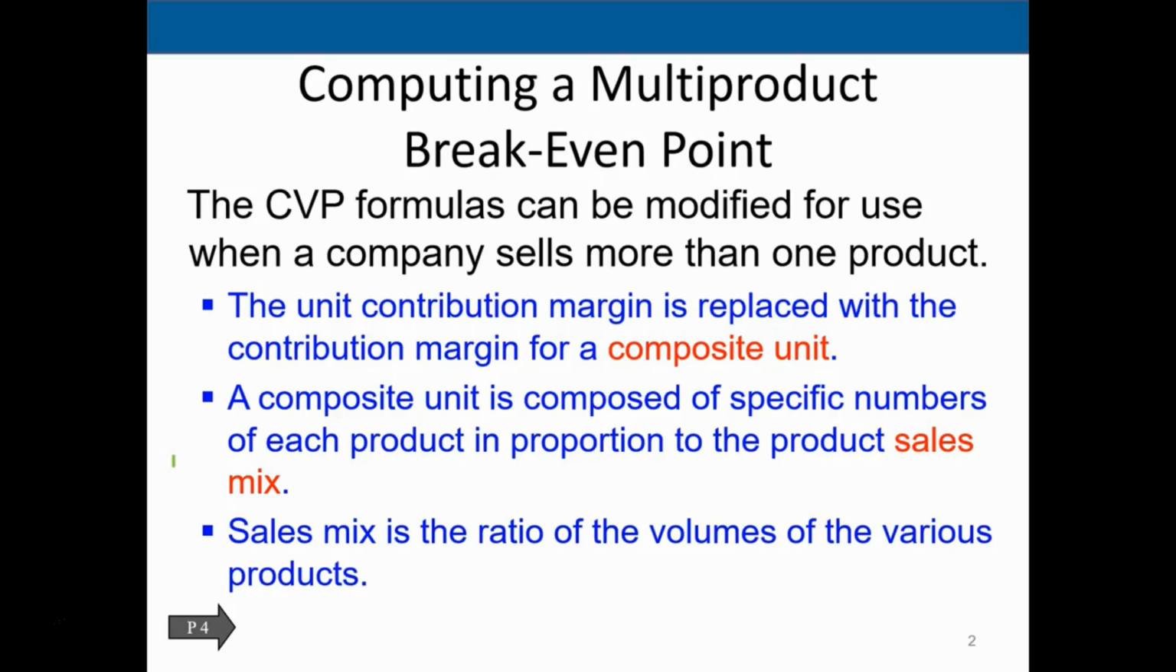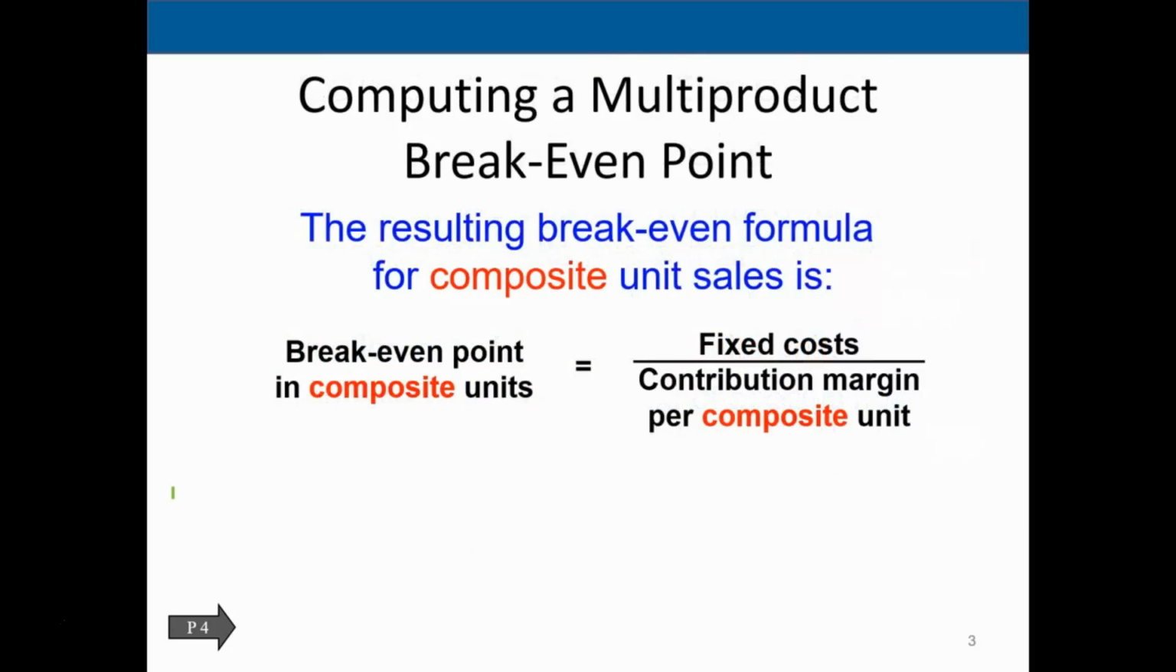And then what is the product sales mix? Well, the sales mix is the ratio of volumes of various products. So we're going to have to estimate the ratio of volumes that we are going to have, in order to come up with the sales mix so that we can use it to create this composite unit. Once we have done that, the calculation is very basic. It's the same calculation we had for one unit. We're just going to take the fixed cost, the stuff that doesn't change like the rent, divided by the contribution margin per composite unit. Remember, the contribution margin per unit is the sales price less the variable costs. The only difference now is that we have that calculation for these composite type units.